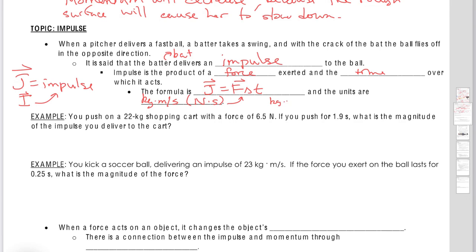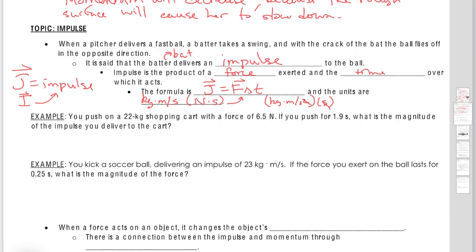But if I break down what a force is, it's kilograms times meters per second squared. Multiply that by seconds, and the s from time cancels one of the s's in s squared. Okay, so here are two quick examples using this impulse formula.